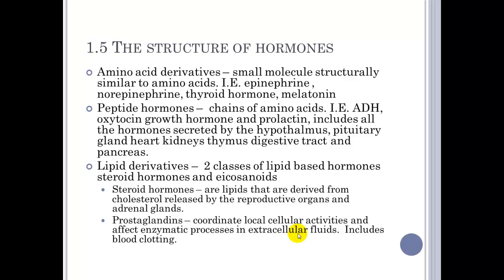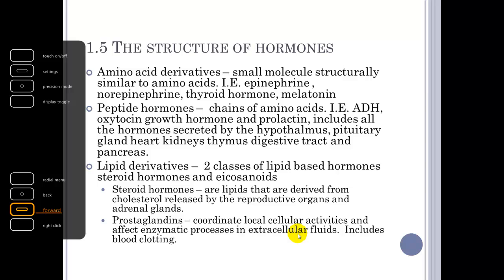We have lipid derivatives, and there are 2 classes of lipid-based hormones. There are steroid hormones, and those will come from the adrenal glands, and eicosanoids. Steroid hormones are lipids that are derived from cholesterol, made by the reproductive organs and the adrenal glands. Prostaglandins, which are eicosanoids, coordinate local cellular activities and affect enzymatic processes in the extracellular fluid. This includes blood clotting. Prostaglandins are seen in the inflammation chain, so any kind of Tylenol or NSAID is going to adjust how prostaglandins are formed.